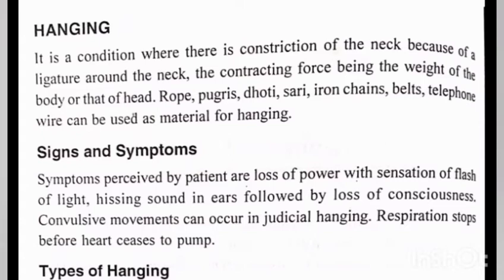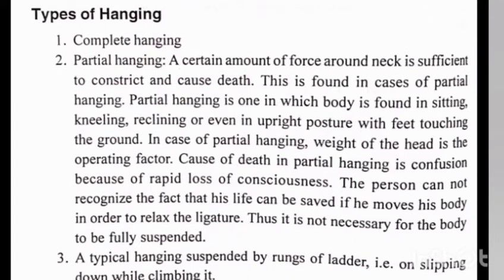Then what are the types of hanging? There are three types: complete hanging, partial hanging, and typical hanging. Complete hanging we know. Partial hanging means a certain amount of force around the neck is sufficient to constrict and cause death. Partial hanging is one in which the body is found sitting, kneeling, reclining, or even upright with the feet touching the ground.